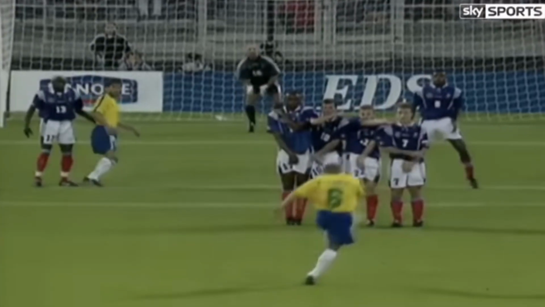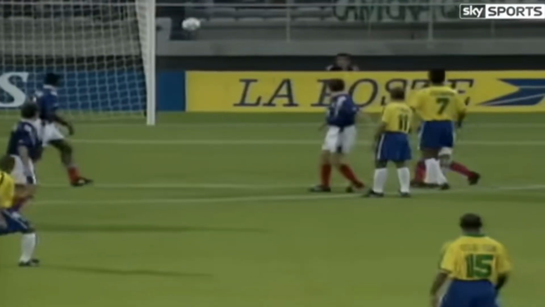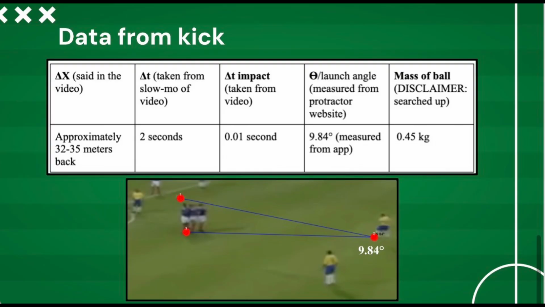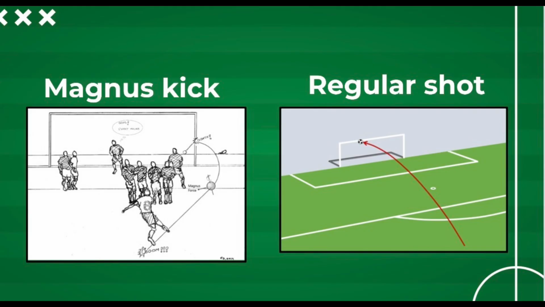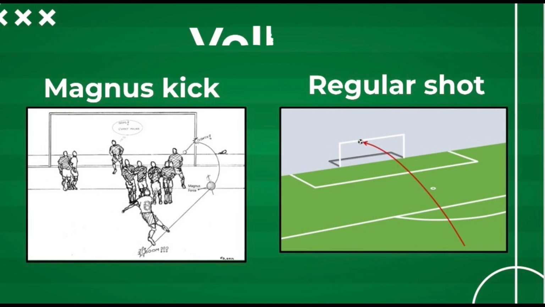In 1997, Roberto Carlos had a free kick against France using the Magnus spin, and it was so phenomenal that physicists wrote papers about it. We were also intrigued by this kick, so we gathered data about it to calculate the ball's initial velocity and maximum height. However, we used the projectile motion equations that assume that the ball is going in a parabola in the air, but Carlos's free kick has more directions than the equations account for, so these equations cannot accurately determine the velocity and height of his free kick. His kick shows how much the Magnus force can impact the trajectory of your shot, making it truly unpredictable.